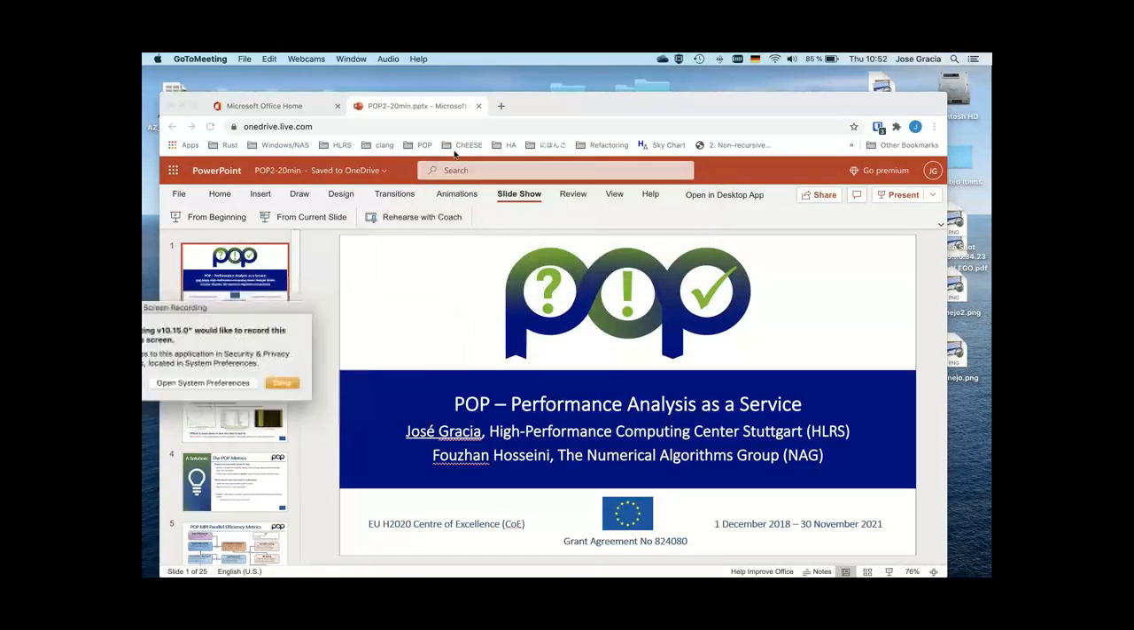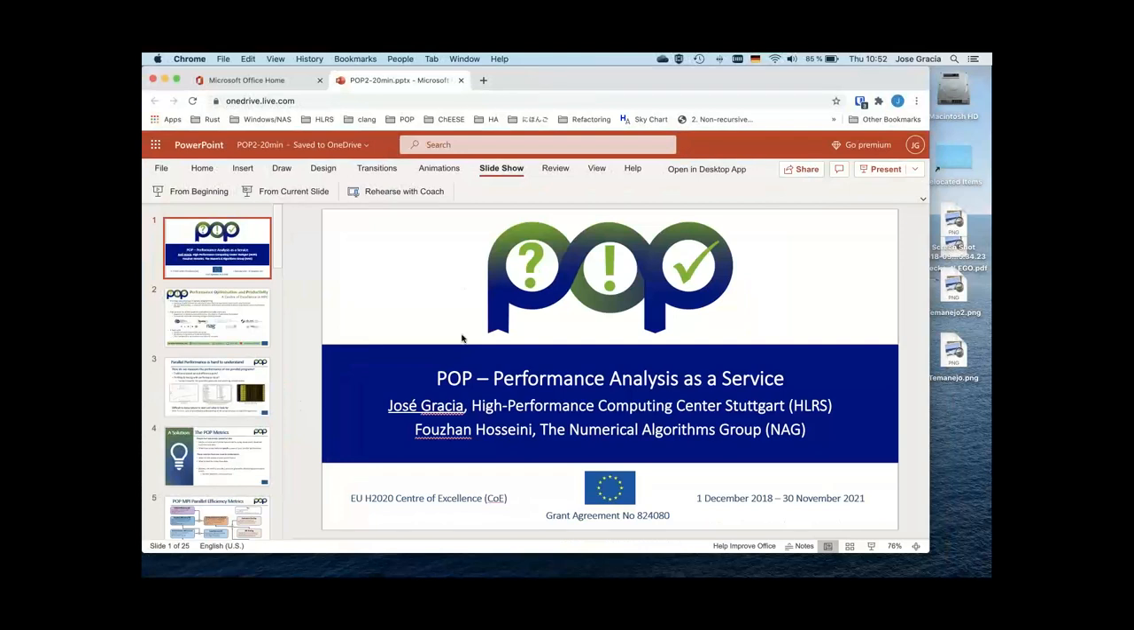Can you see my screen now? Yes, now yes. Yes, no, it's okay. Maybe just switch off the other one. Okay. So.